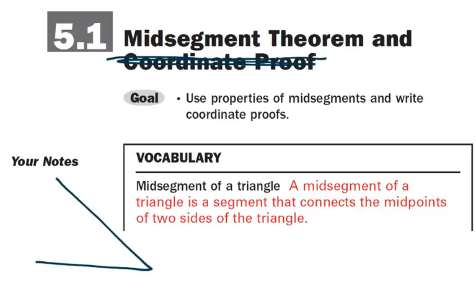Mid-segment of a triangle. If we take a triangle and you take the midpoints of two sides, so midpoint, those two segments are congruent, midpoint, those two segments are congruent, and connect those two midpoints, you will have a mid-segment of a triangle. You can do that for any three sides. So if we take the midpoint of this third side, you can connect those and get 1, 2, 3 mid-segments in every triangle.